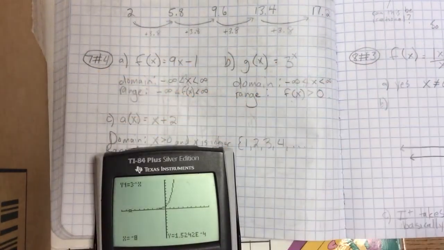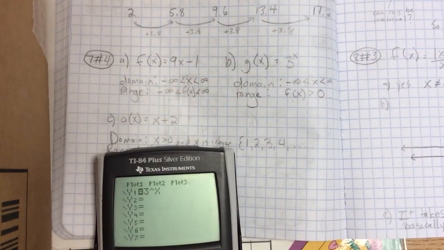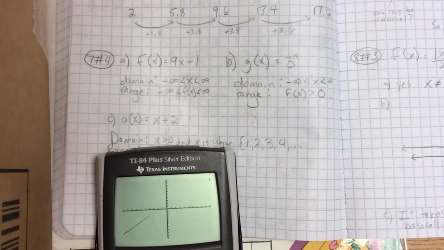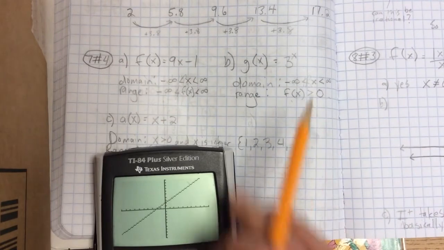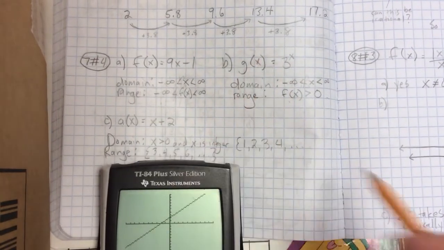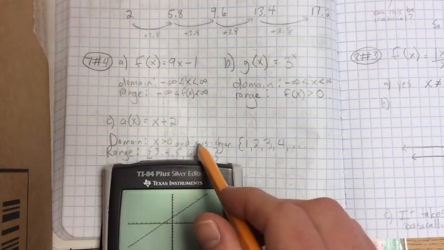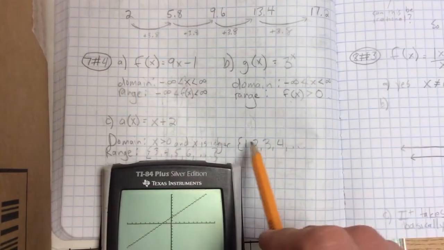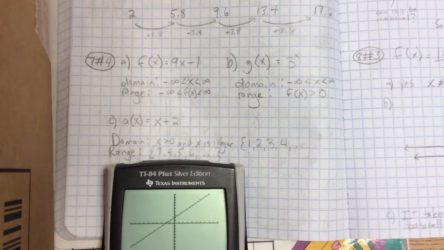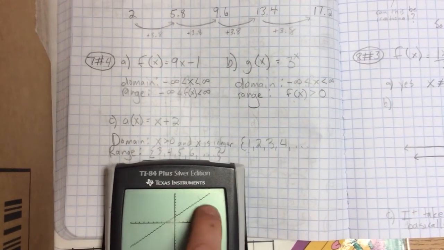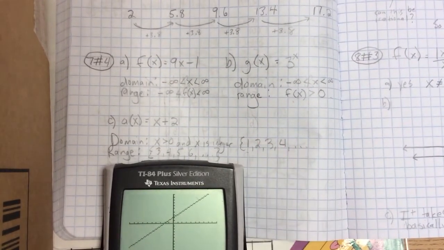So for this one, a of x is equal to x plus 2. Let's see here, x plus 2, we hit graph, there it is. But now we're restricting our domain. It says that the domain is just positive integers. So that means x is greater than 0 and x is an integer. So in other words, 1, 2, 3, 4, etc. So what do we get when we put in 1, 2, 3, 4? So that's the domain.